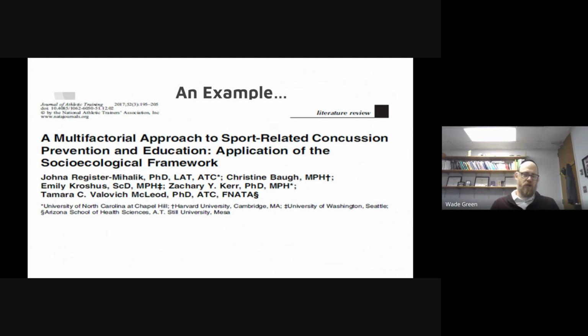Generally speaking, concussions are underreported, right? There are 3.8 million concussions that occur every single year in the United States. However, only about 50% of those are ever seen by a healthcare provider. And so if we want to study the problem as to why this occurs, we're going to chat for just a second about a framework known as the socioecologic framework.